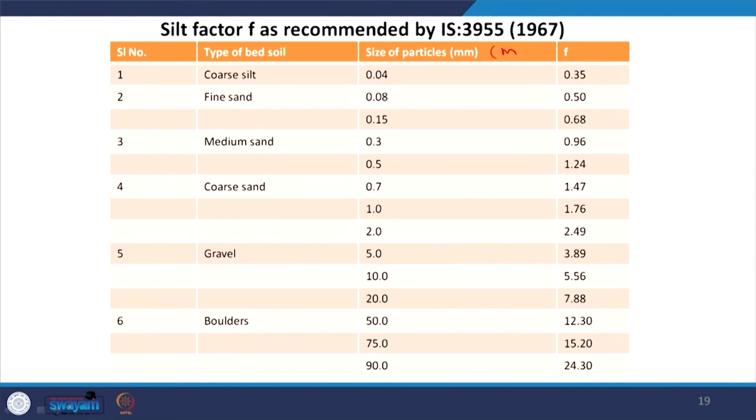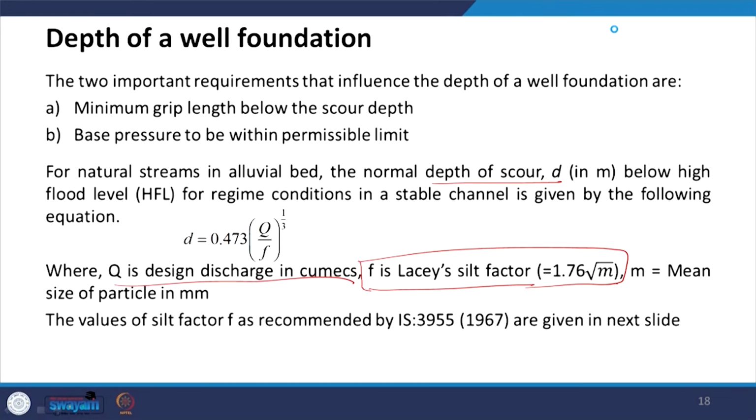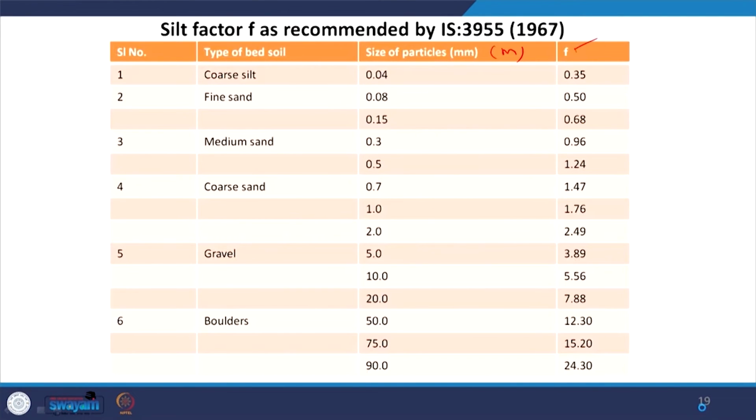You can treat this column as m only. For example, this gives you the value of m. So, m equal to 0.04, 0.08. So it becomes double, and then the root of that gives you what is called Lacey's silt factor. As you can see, the value of m is increasing, the value of f is also increasing, which was expected from this formula. So, either you can use this formula, 1.76 root m, or you can use this table to generate the value of m and later on f.